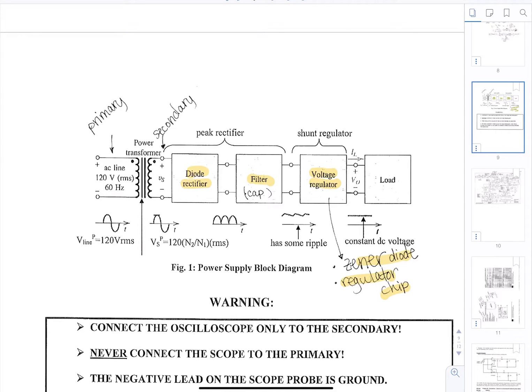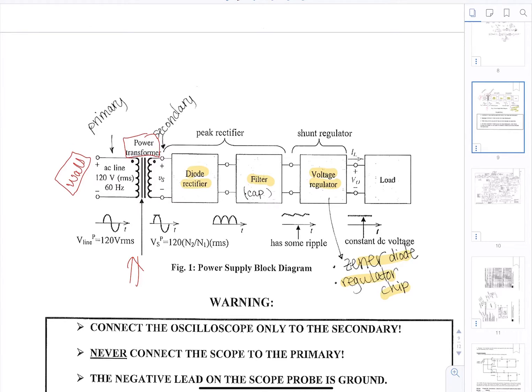circuit. We're going to start with a line voltage. This would be where you plug it into the wall. So this is your wall. You're going to plug it into the wall. You're going to use what's called a power transformer. And these are in the lab that you can check out, so you don't have to buy the power transformers.